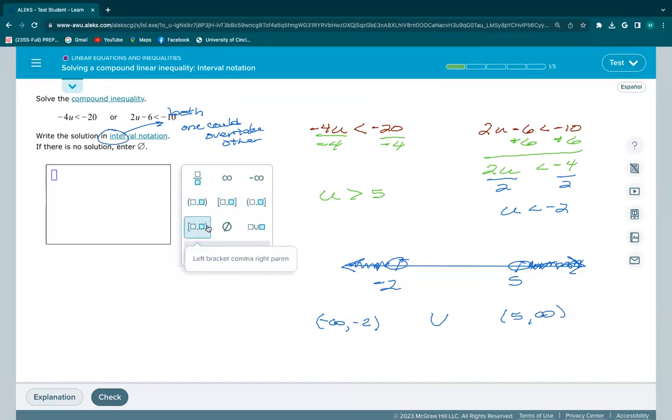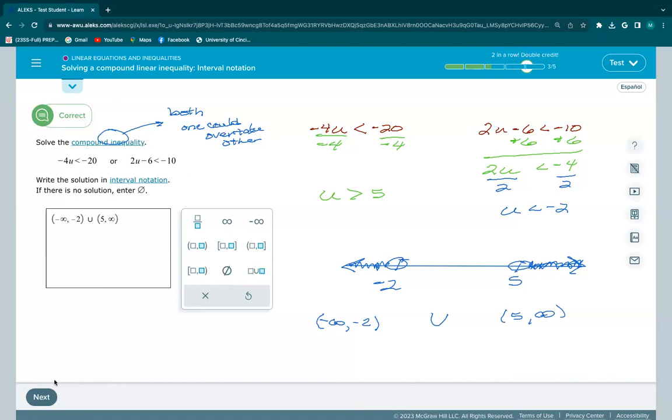So I'm going to start with the two parentheses, and I have negative infinity and negative 2. I'm going to have my union symbol, and then I have my other part, which is the 5, and it goes to infinity. And then we're going to check our answers. And we have at least one more to do. We might do a couple more, just so that I can see the and ones.